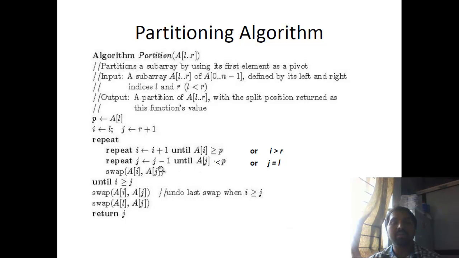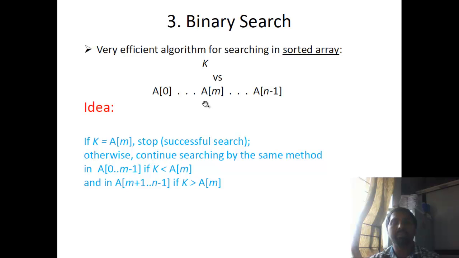And while A of J is greater than P, we decrease J to J minus 1. If the conditions are satisfied, then we can swap these two elements. Until I is greater than or equal to J, if these two cross, we swap the pivot element and the jth position element. So like this, you can do the partitioning algorithm in quicksort. But in quicksort, we may not get two equal parts of the input.